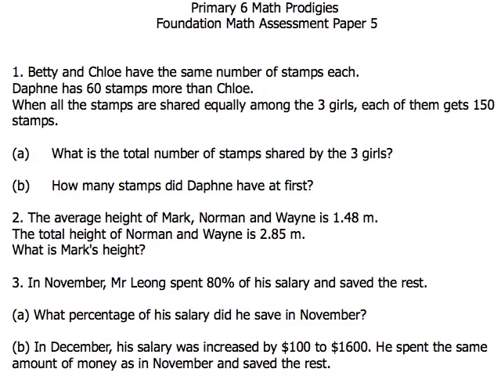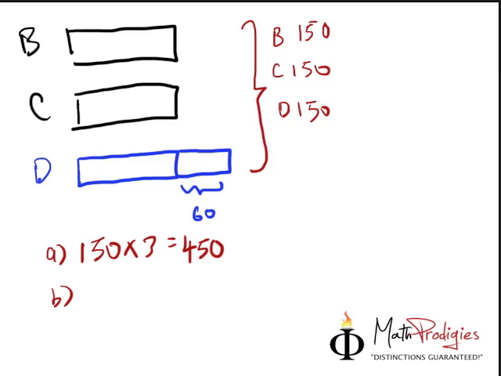And for part B, they ask you to find how many stems did Daphne have at first. So Daphne has this amount plus 60. So how do we do this? First of all, we need to understand that total here is equal to 450 stems. So 450 stems equals 1 unit, 2 units, 3 units, and 60. So what must we do? First off, we have to erase this 60 and then we divide the answer by 3.